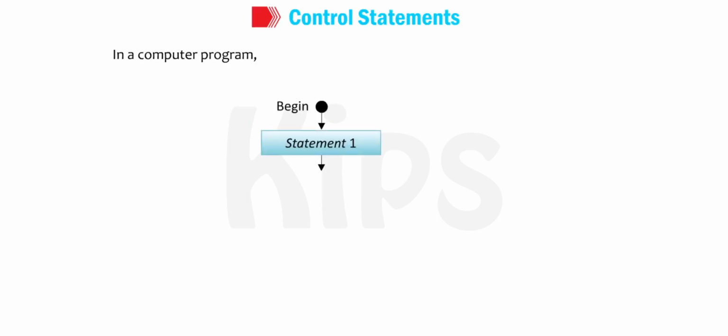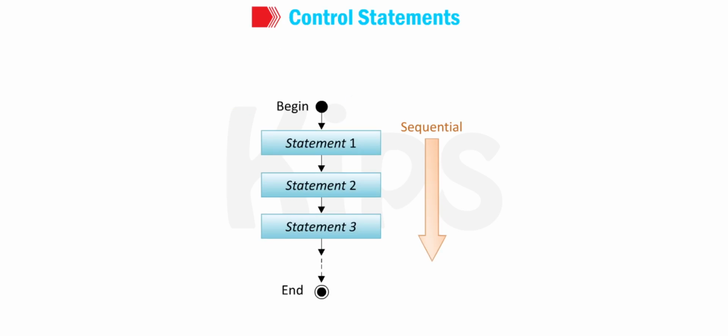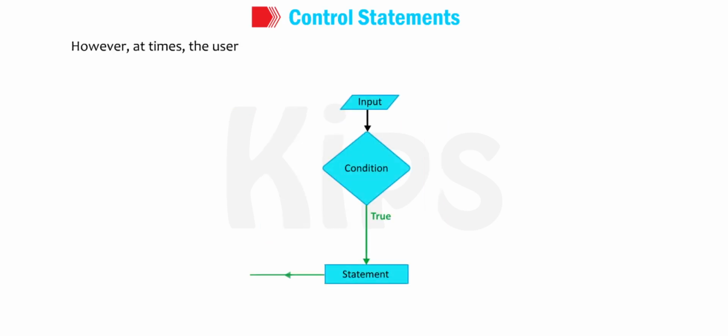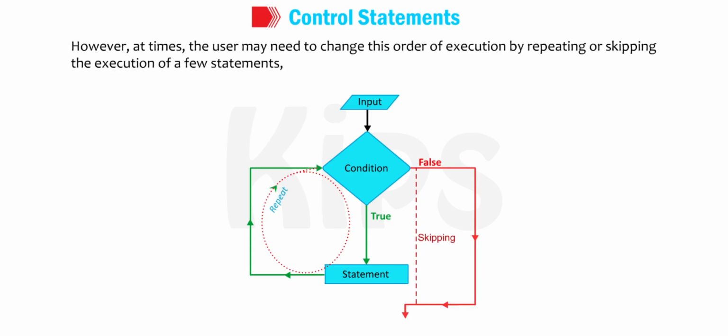Students, let us find out how to use control statements. In a computer program, statements are generally executed in a sequential manner. However, at times, the user may need to change this order of execution by repeating or skipping the execution of a few statements, subject to a given condition.